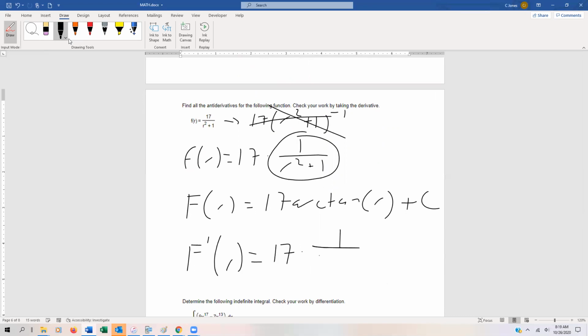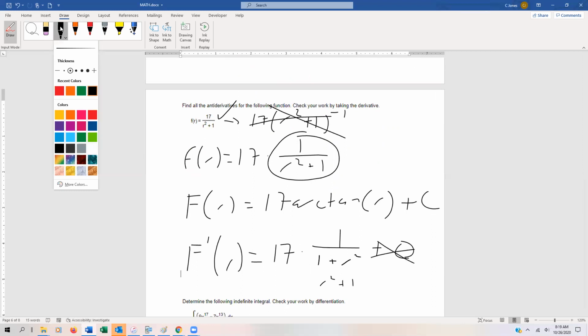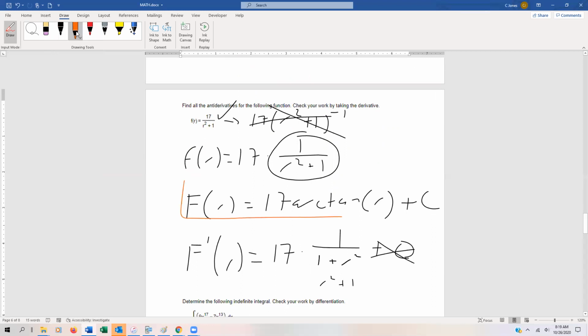The derivative of arctan is 1 over 1 plus r squared, plus c, or plus 0, excuse me. And we know that that goes away. Obviously, the sum can be written as r squared plus 1 if we chose to. And so it does indeed equal what we suggested initially. All right, so the correct antiderivative is going to be this 17 arctan of r plus c.